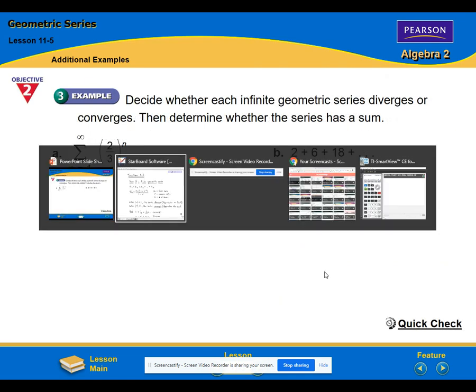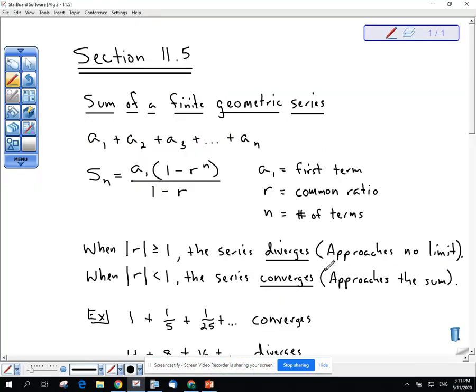All right, next thing. Look here where it says when the absolute value of r is greater than or equal to 1, the series diverges, approaches no limit. When the absolute value of r is less than 1, the series converges, which means it approaches the sum. Okay, so two important words here, diverges and converges.